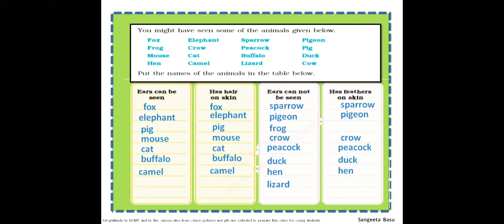Cow. Cow is an animal who has got ears. Ears can be seen and it has got hair on the skin. So we will write it here. I hope this exercise is clear to you all.